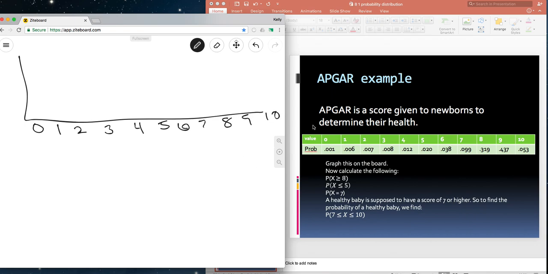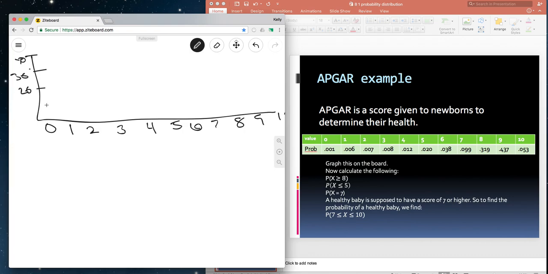And our probabilities, if you notice, they're not very big. The biggest one is 43%. So maybe I'll put 40% up here. This could be 30. This could be 20. This could be 10. And then down here is really, really low ones. So for 0, it's a probability of 0.001, or basically 0.1%. That's a very low percentage, so we're going to make that a really low bar.